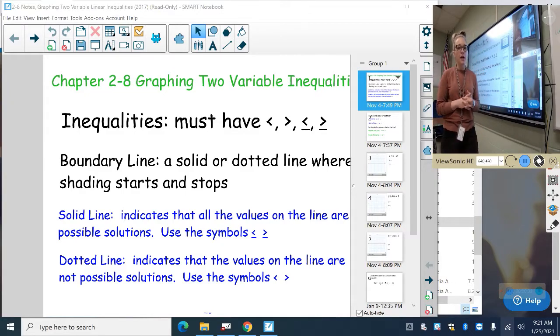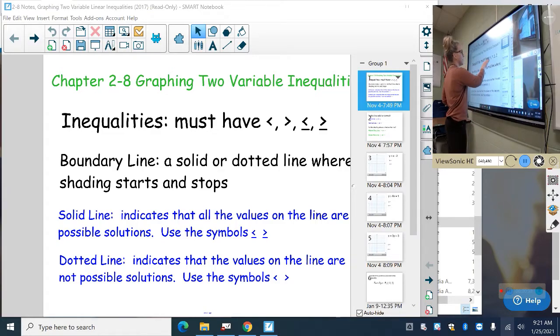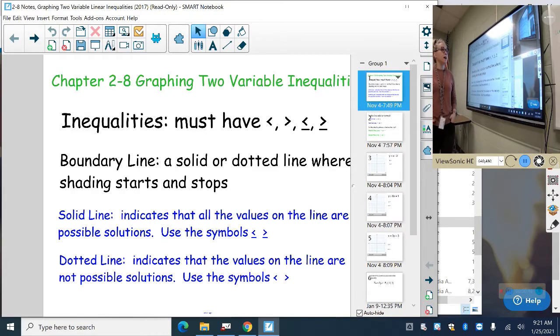And if you think about what the word inequality actually means, it means not equal. So all of these mean not equal. First thing you need to know is the boundary line. The boundary line is a solid or dotted line where the shading starts and stops. Okay? A solid line indicates that all the values on the line are also solutions to the inequality. So if you draw a solid line, that means the line is actually included in the solution, okay? A dotted line indicates that the values on the line are not possible solutions.